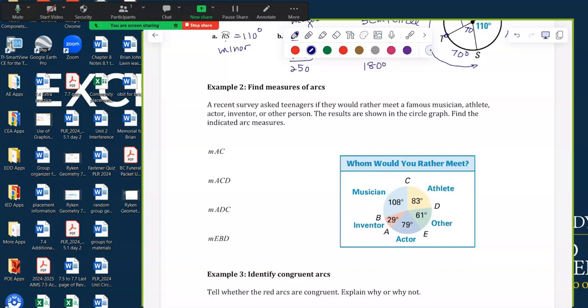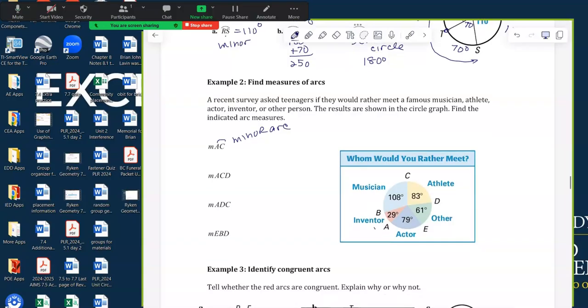So if we go AC, let's see what we're going to do. I would say, because I have only 2 letters, this has to be a minor arc. So I'm going to have to go the shortest way possible to do AC. So I'm going to go this way. That's AC. It has to be less than 180. So AC is going to be 108 plus 29, which equals 137. So that works out. Okay, the measure of arc ACD.